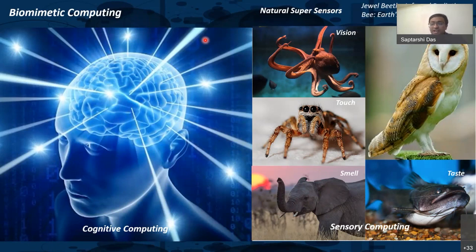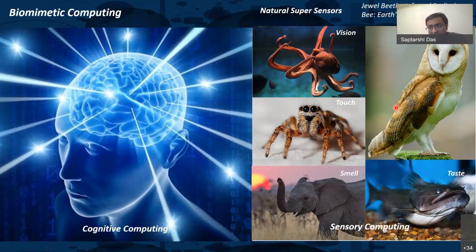But if you think about the animals, they can do something which the human brains cannot do. For example, the spiders can actually see polarized light. The octopuses can see polarized light, and the spiders can actually feel micro vibrations. The African bush elephants can smell water from a long distance. Catfish has an amazing sense of taste, and the barn owl can hunt in complete darkness. In fact, the sensory skills of the animals go beyond the capability of human beings. For example, jewel beetles can sense Earth's infrared radiation, and bees can sense Earth's magnetic field.